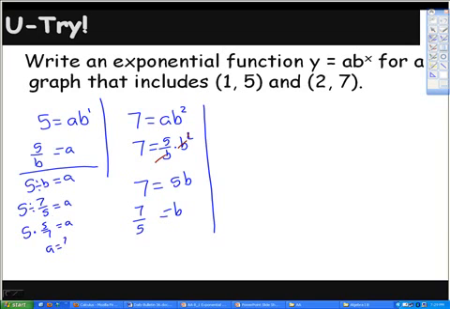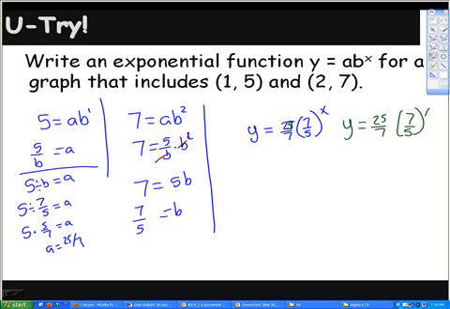So a is 25/7. So my function is y equals 25/7 times 7/5 to the x. Now this is looking kind of funny, so I'm going to check this just to make sure. So when x is 1, I'm supposed to get 5. When x is, actually that's 27. Ooh, boy, I'm glad I'm checking this because it's 25/7. So let's rewrite that. y equals 25/7 times 7/5 to the x.